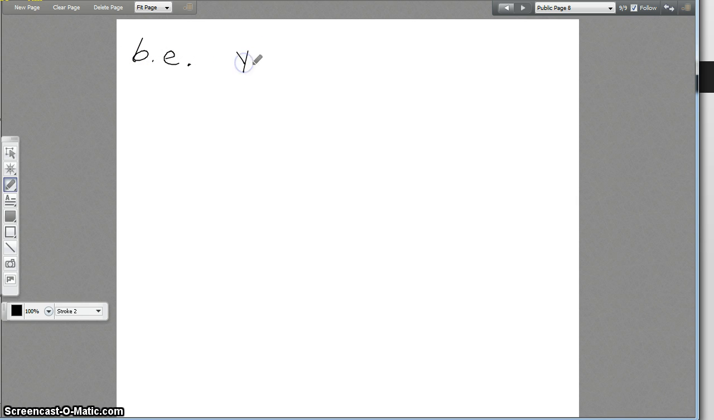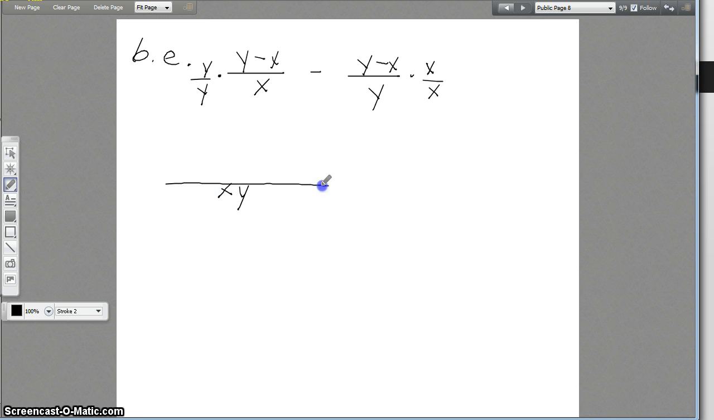This is (y - x)/x minus x/y. Again, on this part, we have different denominators, and what we're going to do is multiply each fraction by the opposite denominator. So we have an x over here, we're going to multiply it by the y, so times y over y. We have a y over here, we're going to multiply it by the x, times x over x. Now let's see what we have. xy is going to be our new denominator.